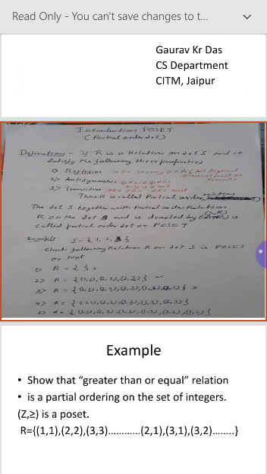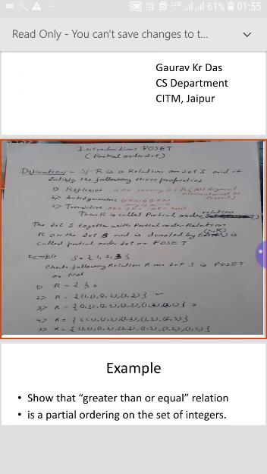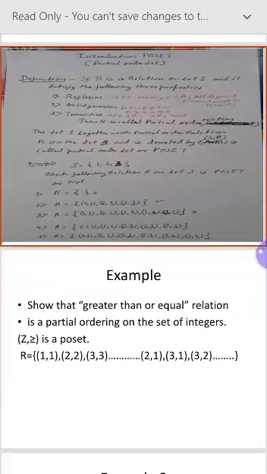So if R is a relation on any set S and it satisfies the following three properties, that is reflexive, antisymmetric and transitive, then we say that the relation R is a partial order relation. The set S together with the partial order relation R on set S, denoted by (S, R), is called a partial order set.